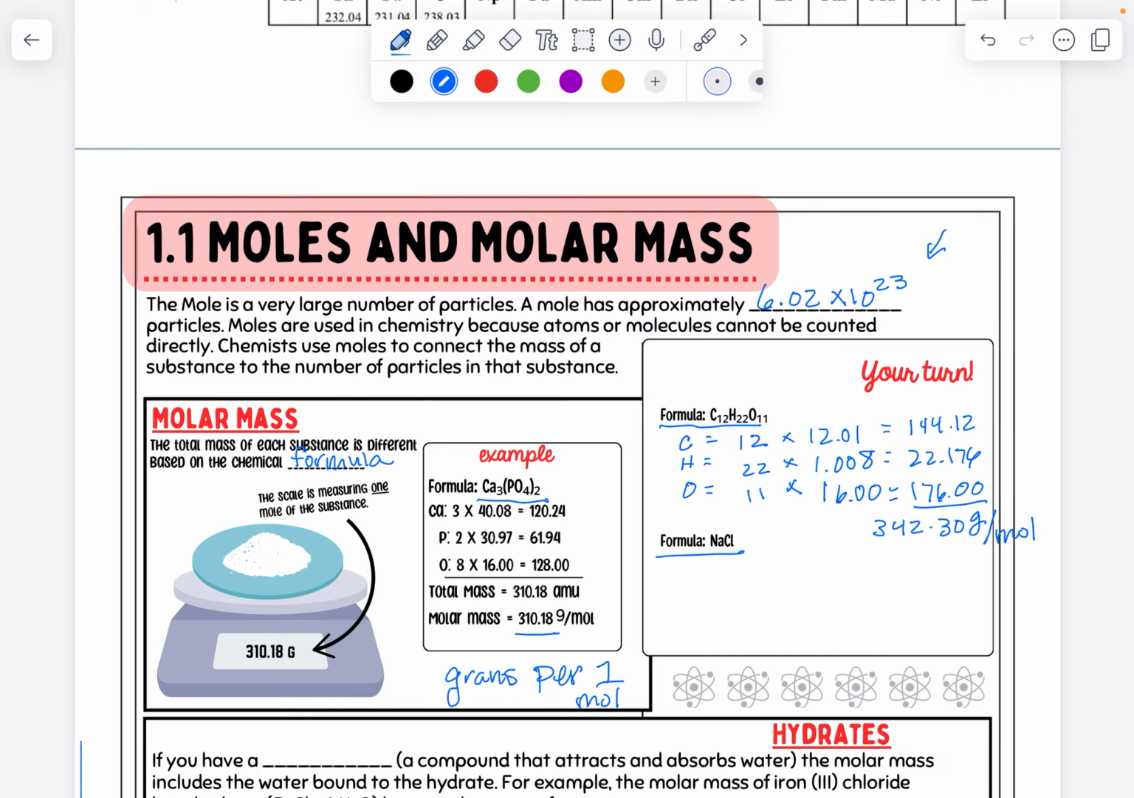And that's my answer. Now we have sodium chloride down here, and I have one of each, right? If there's no subscript in chemistry, if there's no number there, we assume it's 1. So we have sodium, we have 1. We have chlorine, we have 1. I find their values on my periodic table.